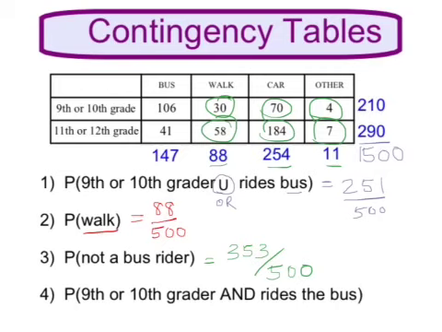And finally, the last one asks for the probability that you will select someone that is a 9th or 10th grader and that they ride the bus. Remember, in a Venn diagram, the probability of A and B is where they overlap. That's the center. The same thing is true for a table. So I'm going to find where the 9th or 10th graders are that ride the bus. There's 106 out of 500 as my probability.